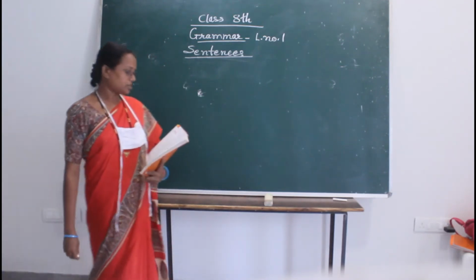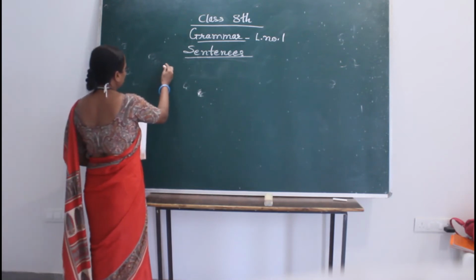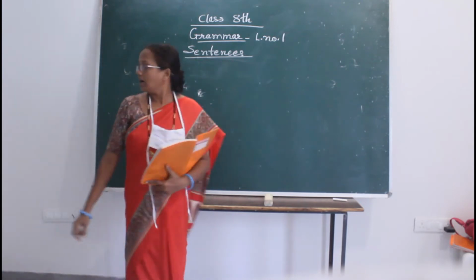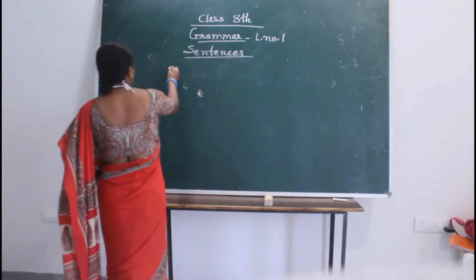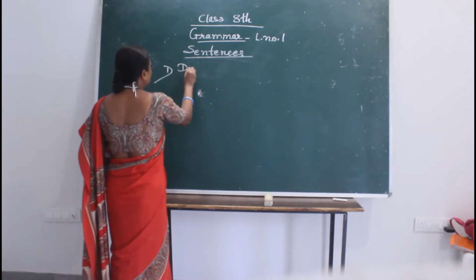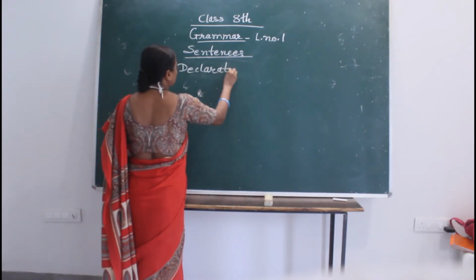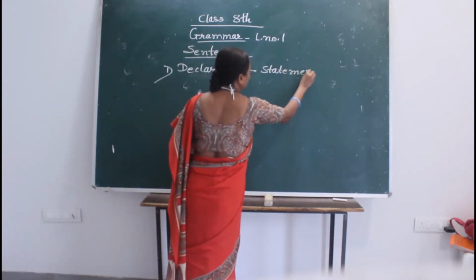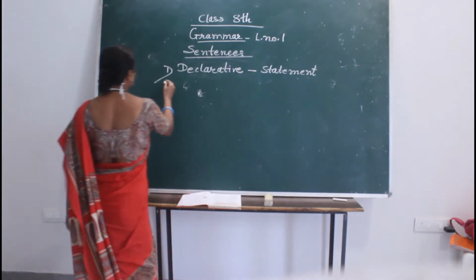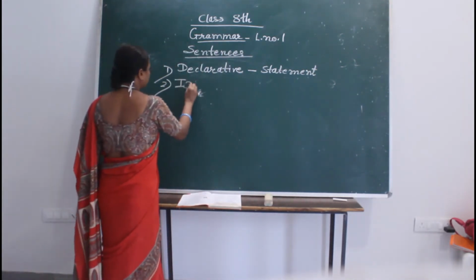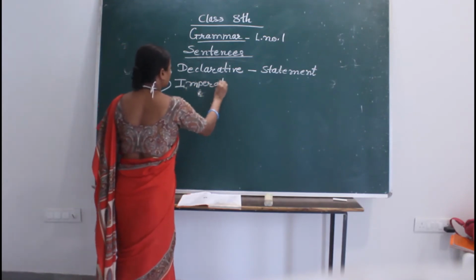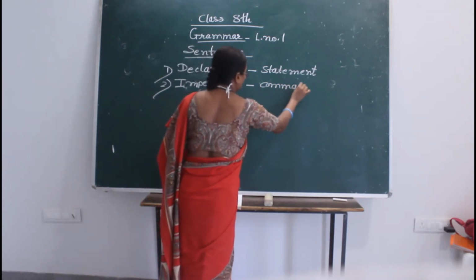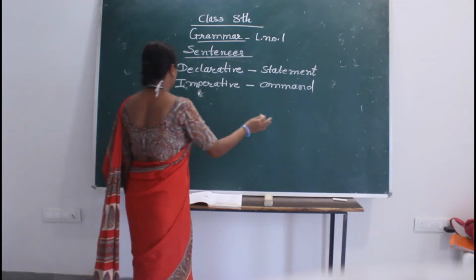In our previous class we have studied that there are 4 main types of sentences, or kinds of sentences, on the basis of their meaning. First, declarative, means a statement. Second, imperative, means a command or request or an order or an advice.